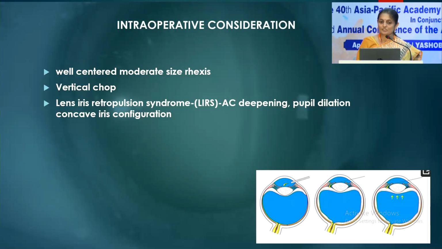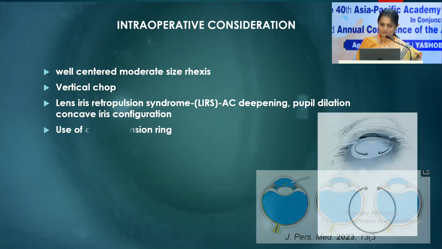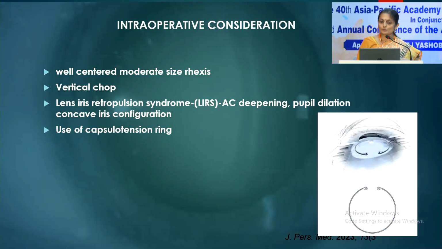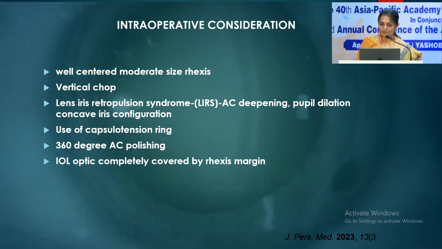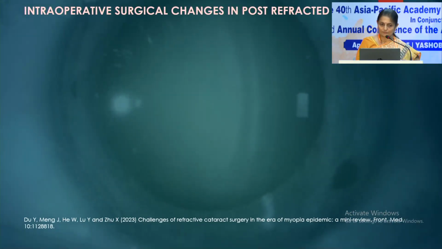And lens iris retropulsion syndrome is one of the characteristics of these cataracts, where it is characterized by AC deepening, pupil dilatation, concave iris configuration, leading on to reverse pupillary block. It can be avoided by lifting the inferior iris with the Sinskey hook. So don't hesitate to use the capsular tension ring if there is doubtful zonular dehiscence or zonular weakness. And the IOL must be completely covered by the rhexis margin, and better not to leave them aphakic, and at least put a zero power IOL to avoid vitreous movement.